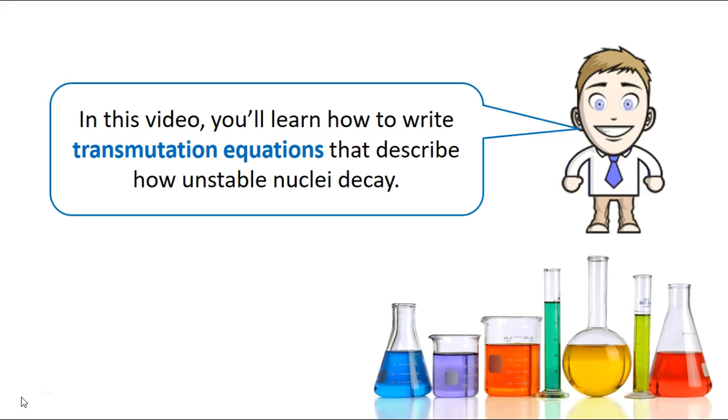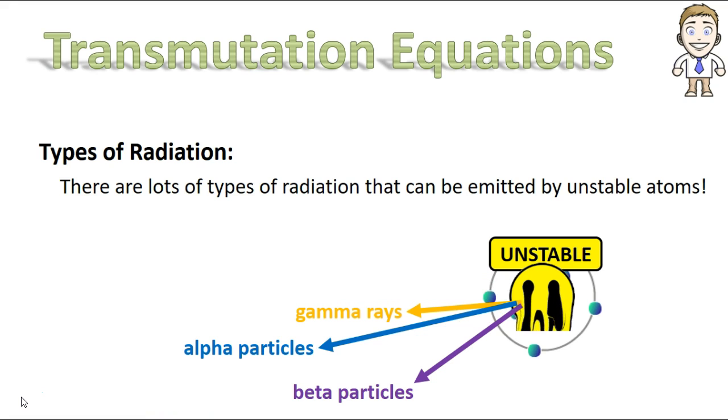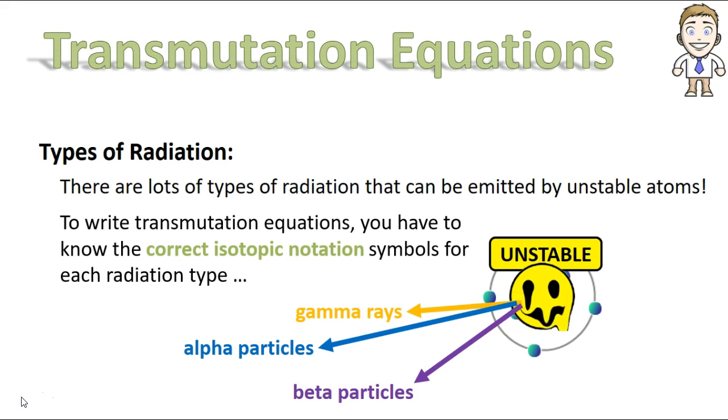In this video, I'm going to show you how to write transmutation equations, which is a way to describe how unstable nuclei decay. Before we do that, just remember from the last video that there's lots of different types of radiation that can be emitted by unstable atoms, three of which, the ones we deal with most times, are the ionizing radiation of gamma rays, alpha particles, and beta particles.